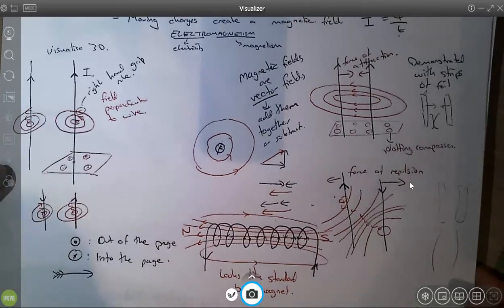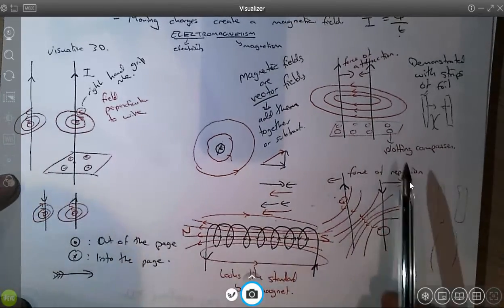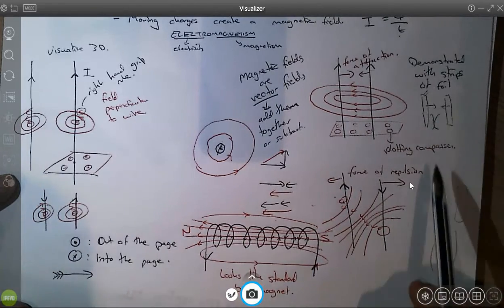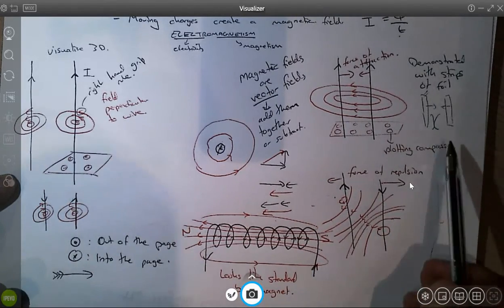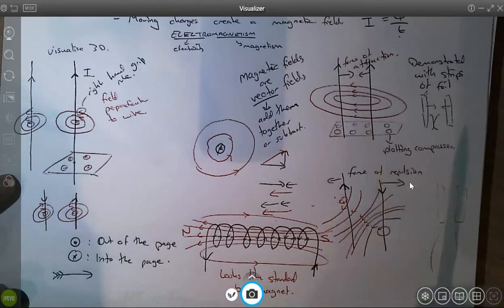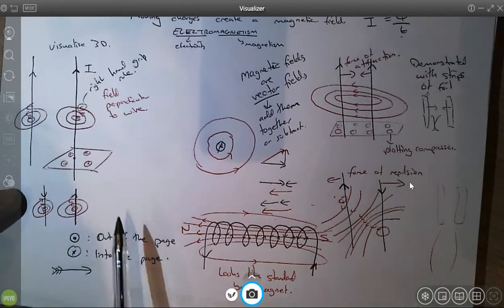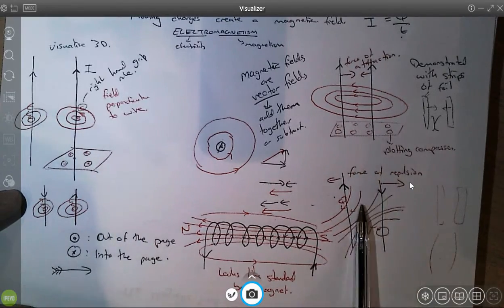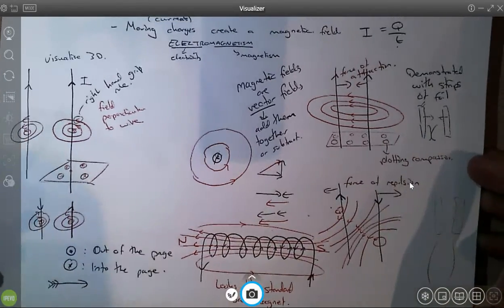So that's pretty much it. Students need to be able to identify these. They need to be able to recognize these as a practical setup, either with foil or with wires. And they need to be able to think about what happens in terms of the field, in terms of this right-hand grip rule.